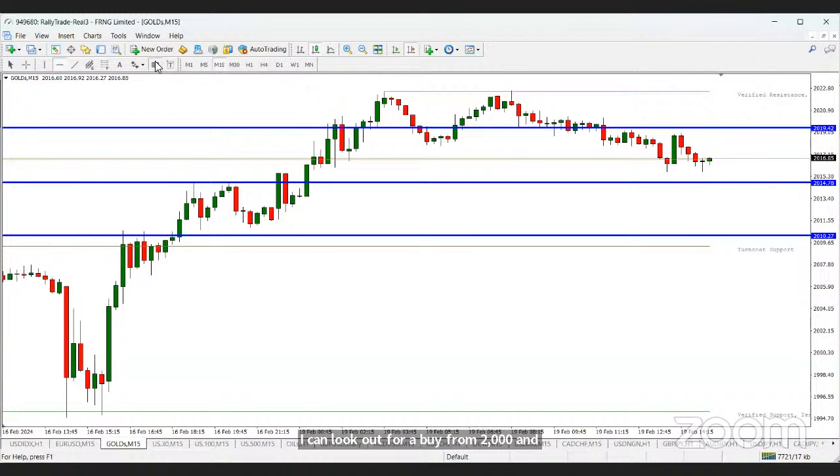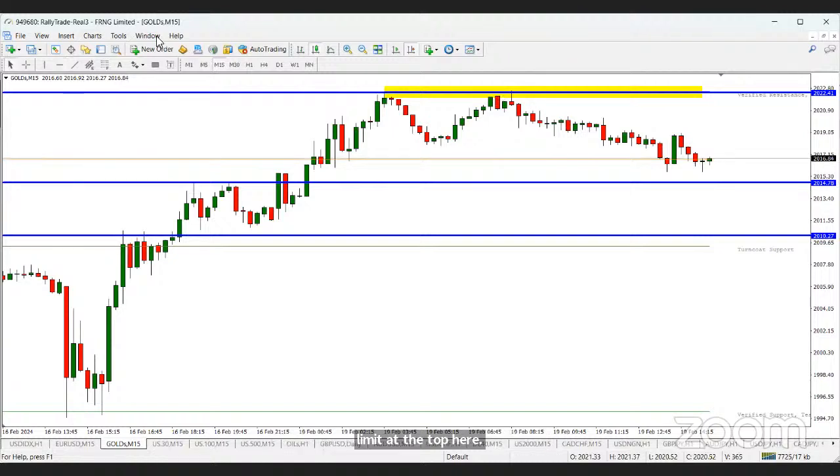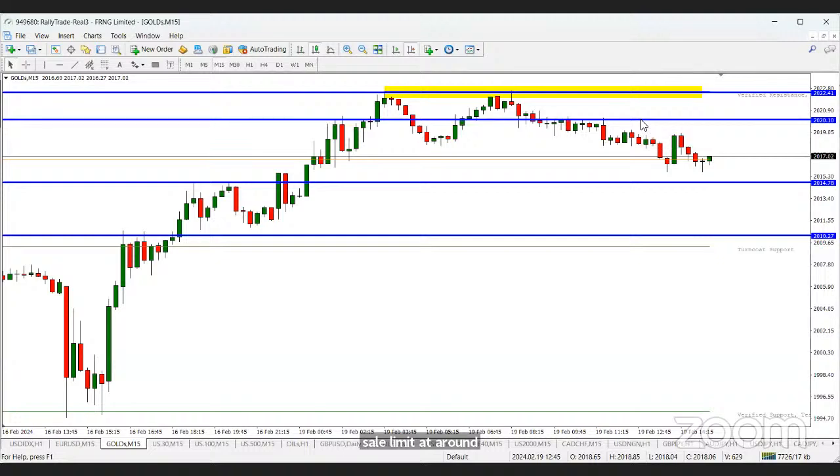Or better still, I'll just have a sell limit at the top here. So I can have a sell limit at around 2022.40, and I take profit at around 2020. So I have a sell limit at around 2022, take profit at around price 2020. Or I wait for price to close below 2014, take profit at 2010.